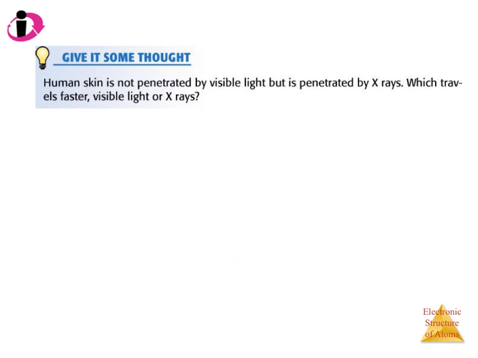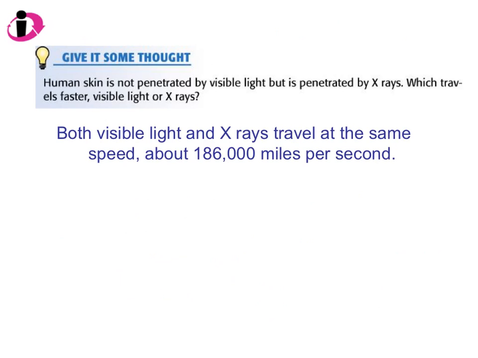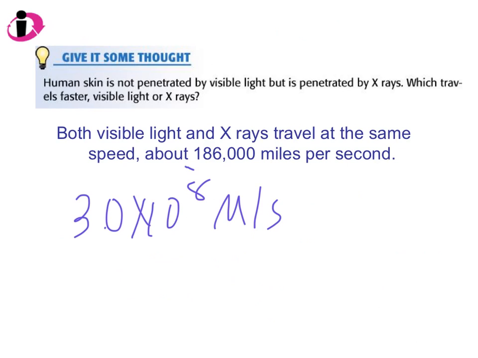Okay, here's another. Human skin is not penetrated by visible light, but it is penetrated by X-rays. Which travels faster, visible light or X-rays? So pause it. Both visible light and X-rays travel at the same speed. All light travels at the same speed. 3 times 10 to the 8 meters per second, which is also 186,000 miles per second. Very fast.